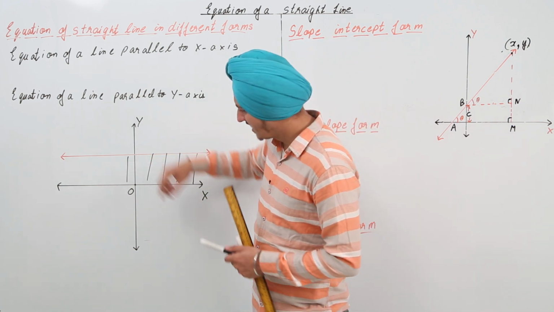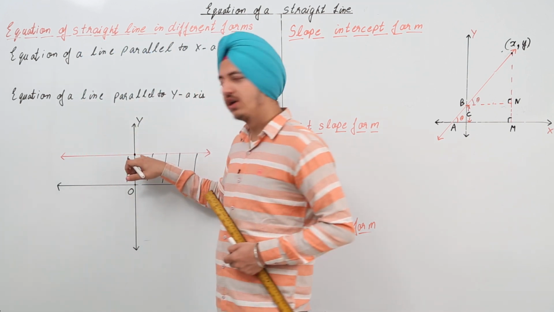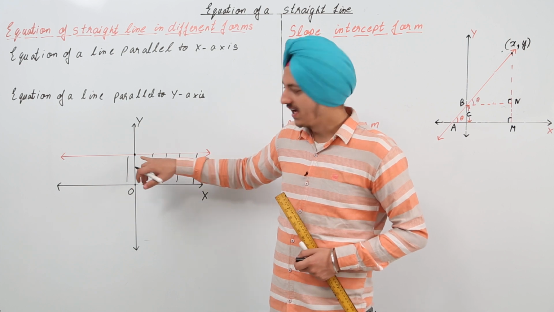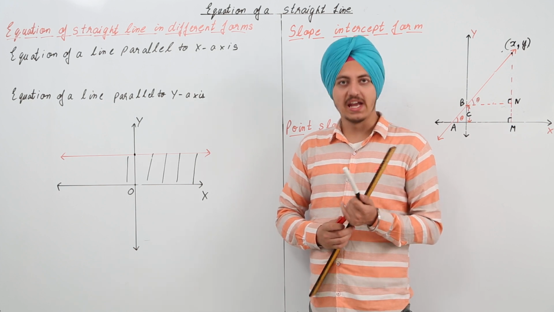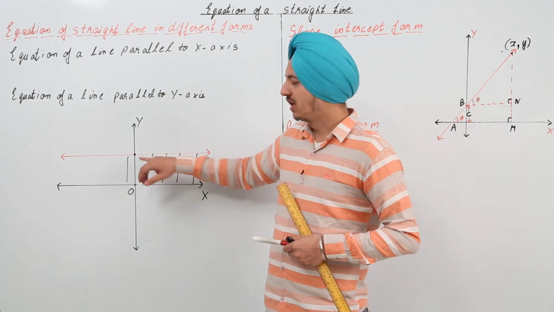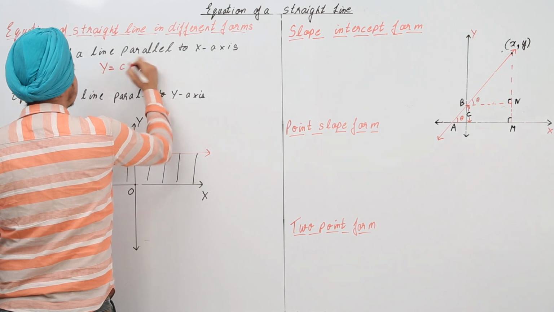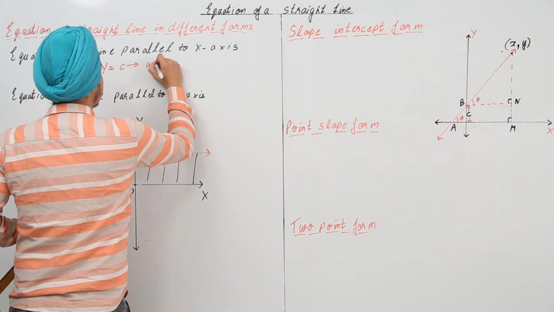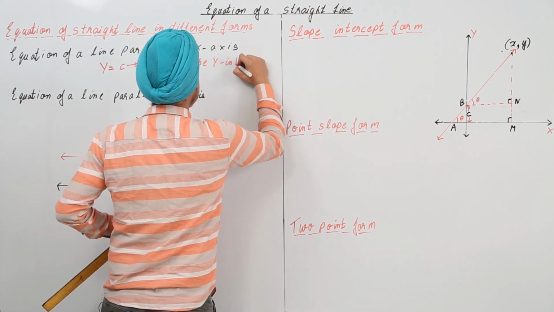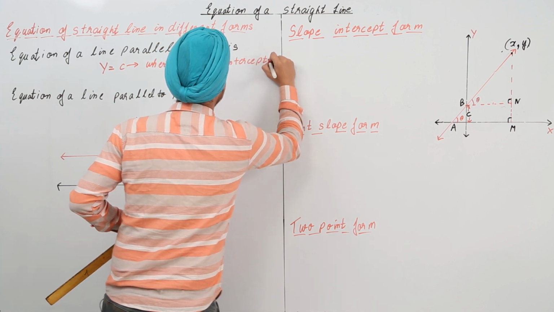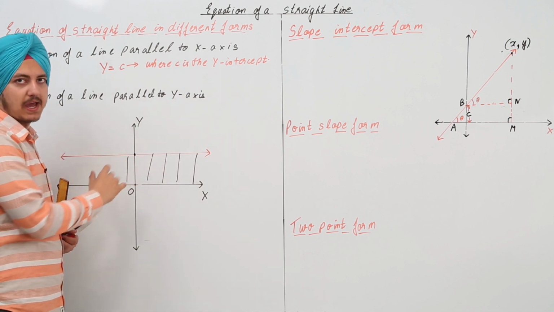So what is this distance? This distance is the y coordinate, or the y-intercept. If we say that this is the y-intercept, this line is never going to meet the x-axis, so there's not going to be any x-intercept. So always, the equation of this line is going to be y equal to c, where c is the y-intercept. This is how we write the equation of a line that is parallel to the x-axis.